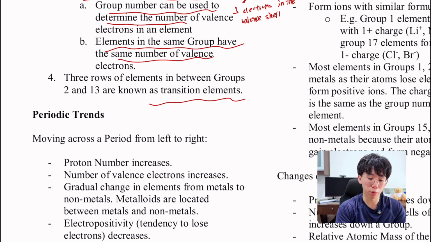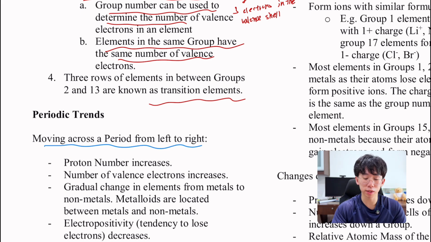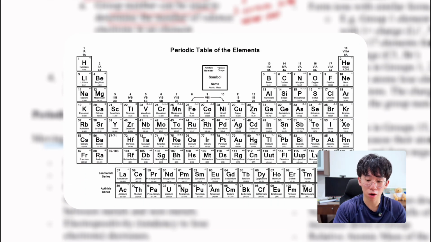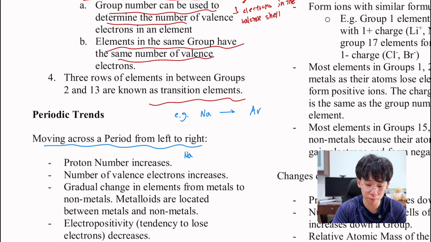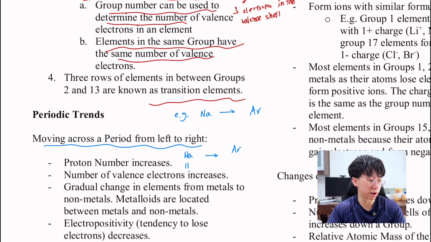For instance, when we move across a period from the left to the right, you will see the proton number increasing. Now let's use an example of sodium, on the left of period 3, moving towards the right, where you'll find argon, and you will see that the proton number increases. For sodium, the proton number was 11. This increases across the period, from sodium to magnesium to aluminium, and then it goes all the way until argon, which actually has a proton number of 18.